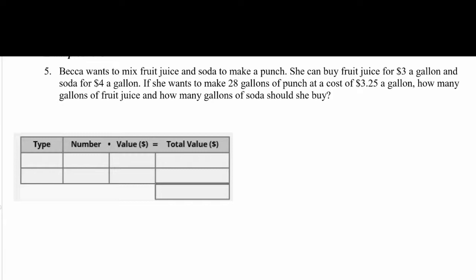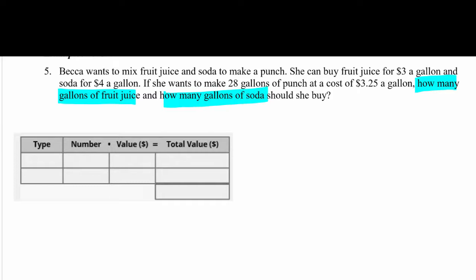So notice again, she's got two quantities. One has to do with fruit juice and one has to do with soda. The fruit juice is $3 a gallon, whereas the soda is more expensive at $4 a gallon. And the punch, when she mixes those two items together, will have a cost in between those two at $3.25 a gallon. And so what are we asked to find? Remember, we always want to check for that. What are we asked to find? Well, we are asked to find how many gallons of fruit juice and how many gallons of soda she should buy.